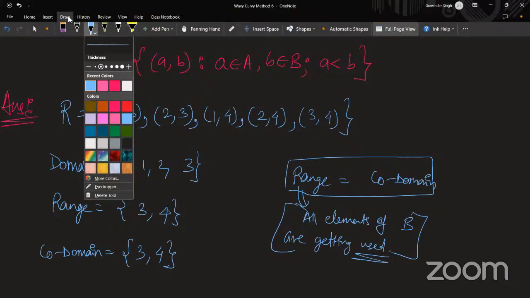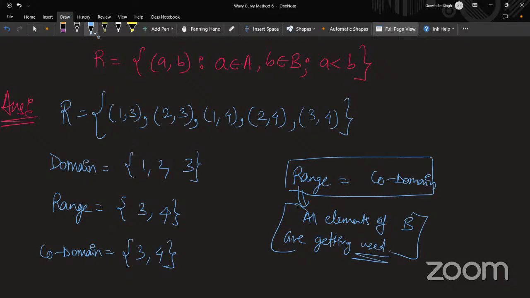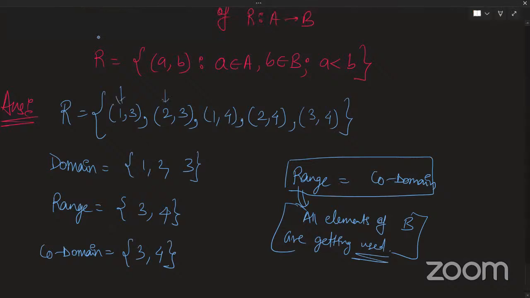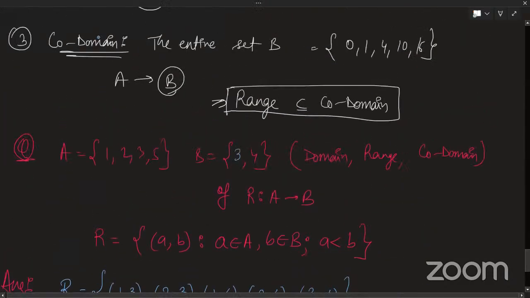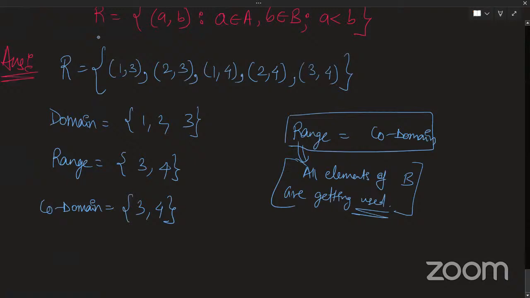See how it works: all the first elements you collect in these ordered pairs, collect all the first coordinates and make them into a set. That set will be your domain. Similarly, collect all the second elements and make that into a set. It will be your range. Collect your set B entirely and put it over here. It will be your codomain.